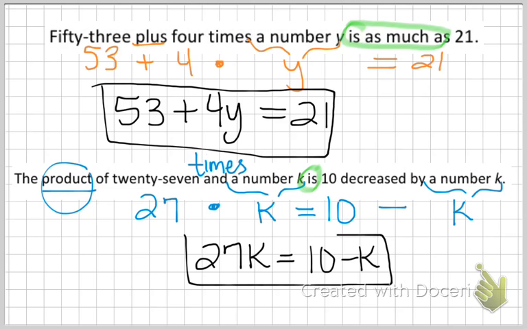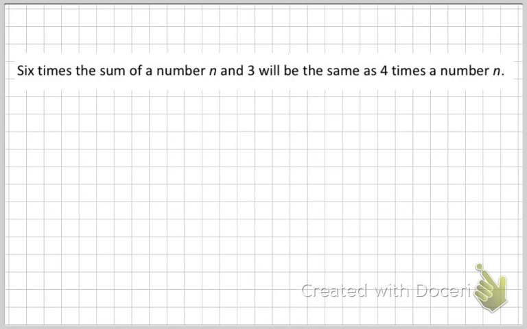And it's okay if you have the same variable twice. If you notice, it's on opposite sides of the equal sign, and that's okay. Later you're going to learn what to do when you have the same variable on opposite sides, and that's going to involve some solving. For right now, we are just writing these word phrases into equations.